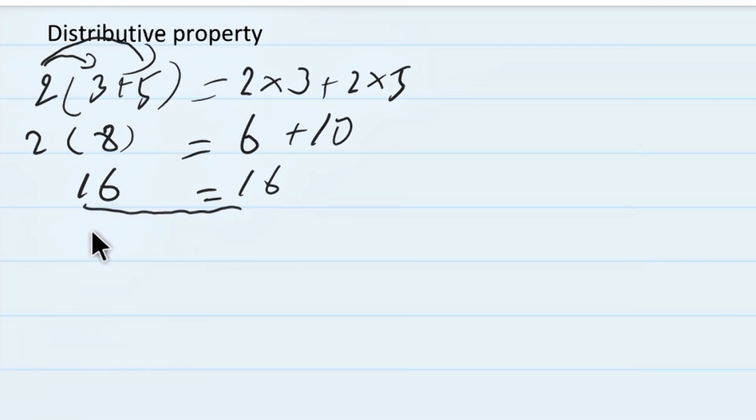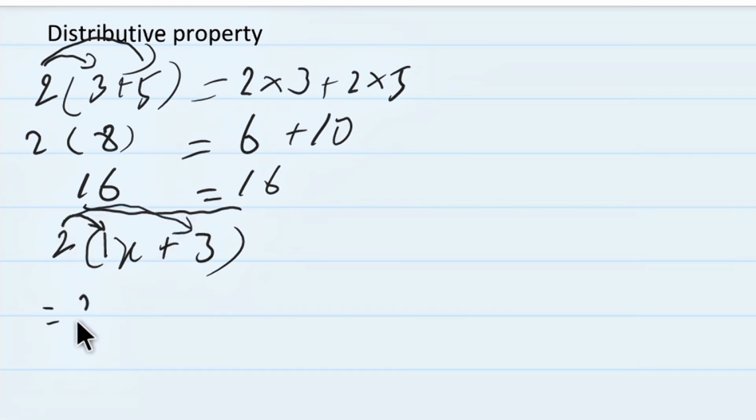Now in case of an algebraic expression, let us suppose we have an expression of the form 2 into x plus 3, then we will use the similar property. We know that the coefficient of x is always 1 if no other coefficient is given. So first we multiply the number outside the bracket by the coefficient of the variable, that is 2 times 1. Then we will multiply by the next term. So 2 ones are 2x and 2 threes are 6.